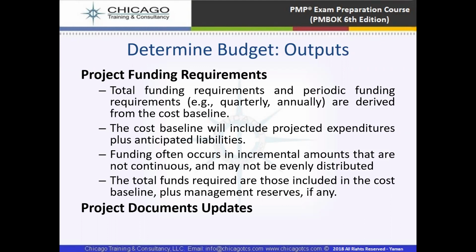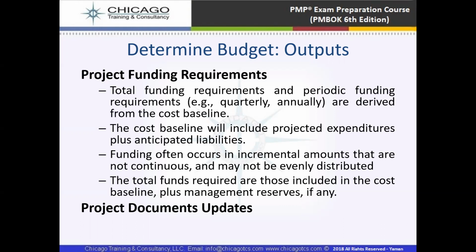And the cost baseline will also include the project expenditures plus the anticipated liabilities, and it is going to also show us the funding often occurs in incremental amounts that are not continuous and may not be evenly distributed. And total funds required are those included in the cost baseline plus management reserves. So it means it's also part of the project funding requirements.